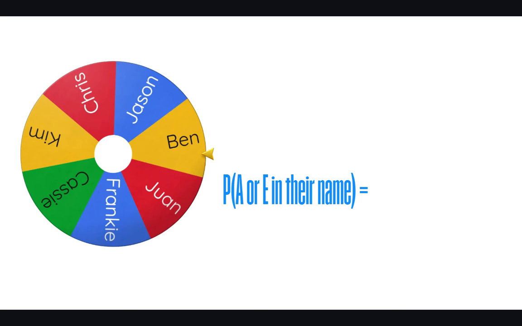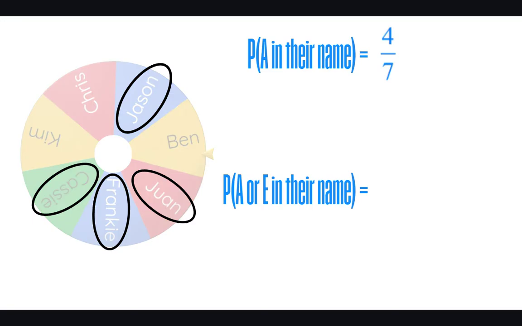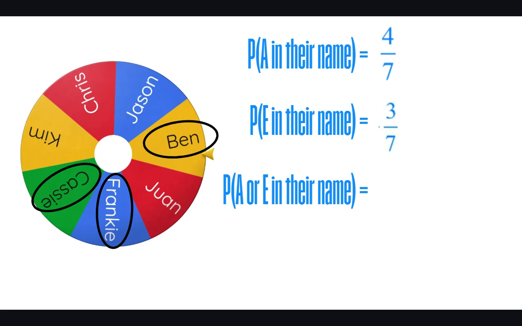How many of those names have an A in them? Jason, Juan, Frankie, and Cassie. 4 names. So the probability of the wheel landing on someone with an A in their name is 4/7. Now for the second event. How many students have the letter E in their name? Cassie, Frankie, and Ben. 3 names. So the probability of the wheel landing on someone with an E in their name is 3/7. So if we were to add the probabilities of A and E, we would get 4/7 plus 3/7 equals 7/7, which is 1 or 100%.